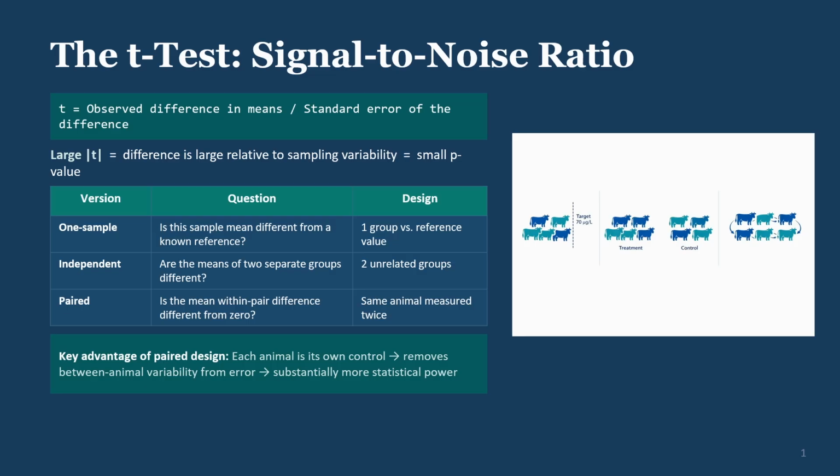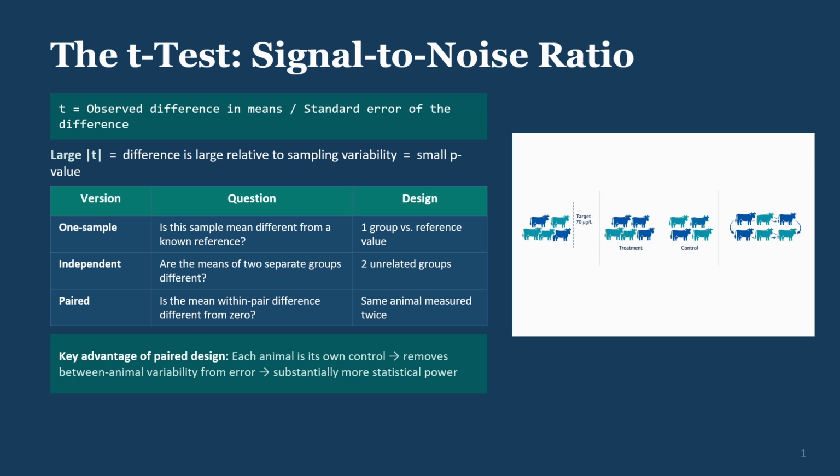Let's get started. The t-test is the simplest and most commonly used tool for comparing means, and understanding when to use each version is fundamental. The t-statistic is a signal-to-noise ratio. Numerator, the observed difference between means, the signal. Denominator, the standard error, the expected random variation given your sample size and data spread. A t of 3 means the signal is 3 times bigger than the expected noise, unlikely to be chance, hence a small p-value. The paired design is the version most often underused.